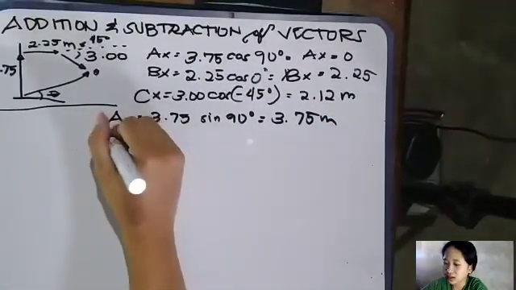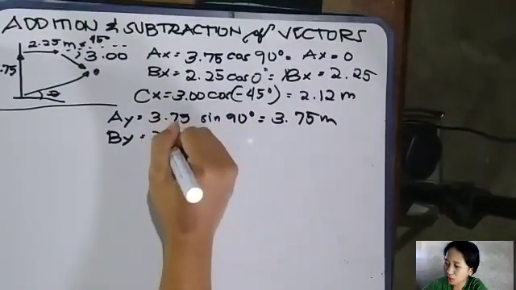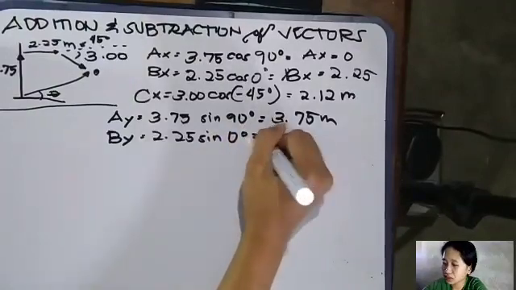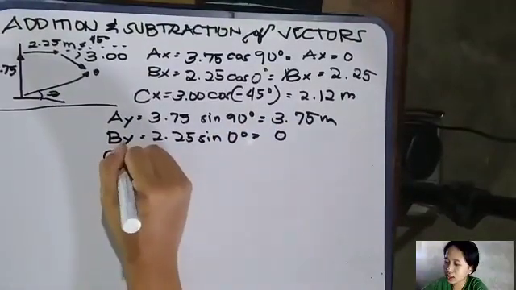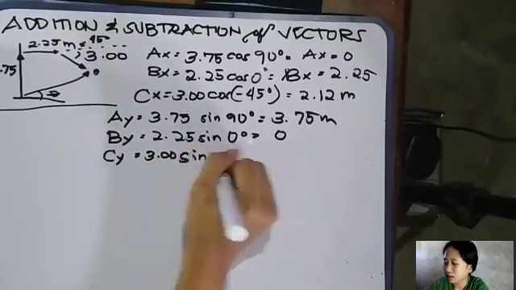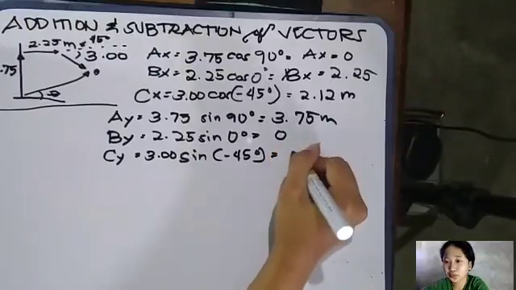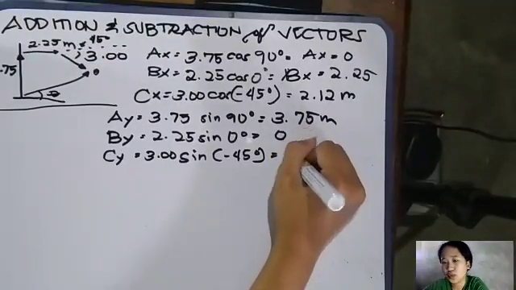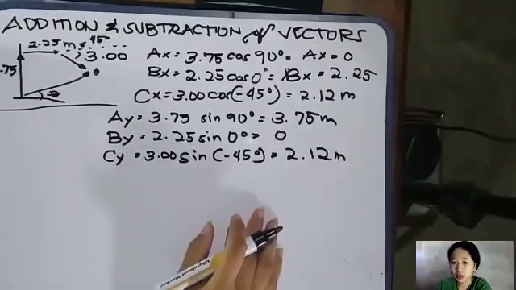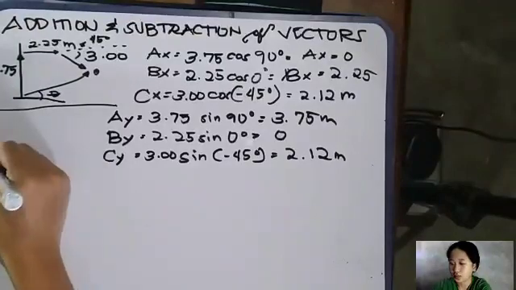Sa may v sub y is equals to 2.25 sine 0 degrees is equals to 0. Sa c sub y natin is equals to 3 sine negative 45 is equals to 2.12 meters. So, since nakuha na natin ito, direkta na tayo sa may pagkuha ng magnitude d sub x.